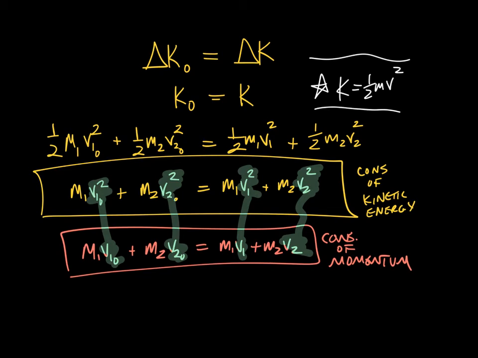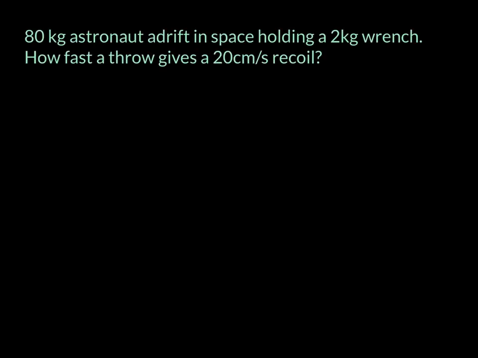All right. So now I want to do a few problems related to these two ideas. So this problem: an 80 kilogram astronaut drifting in space outside of a space station or something, got a wrench, 2 kilogram wrench, big wrench, 4.4 pound wrench. How fast a throw will give this astronaut a 20 centimeter per second recoil?